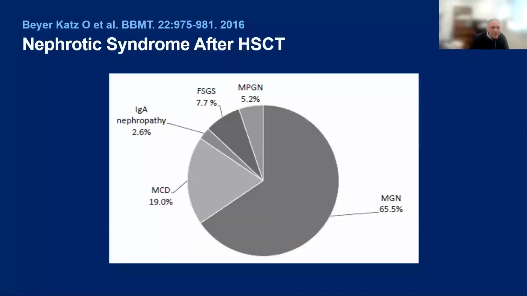This is not our paper, it's from a previous series from another institution. Basically what it shows is that when these patients develop nephrotic syndrome, the majority of them have membranous nephropathy, close to 70%, but we can also see minimal change disease, FSGS, MPGN and IgA nephropathy. But the majority of them will have a membranous nephropathy.